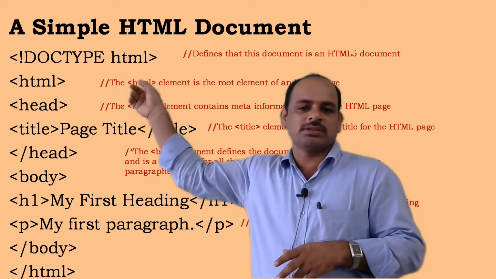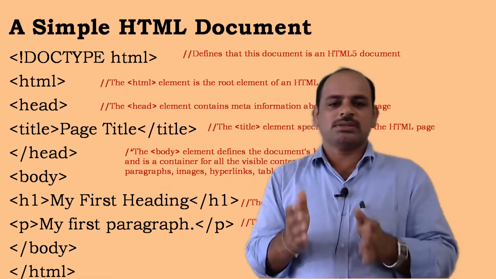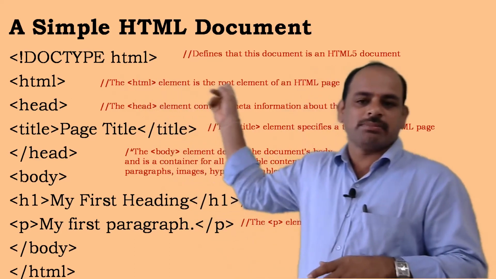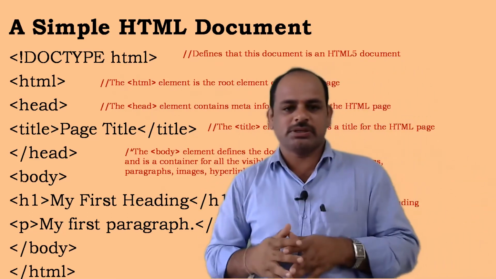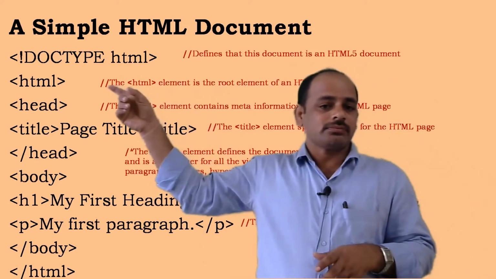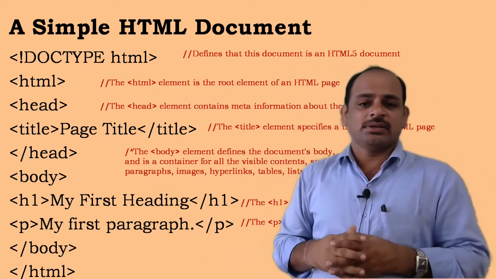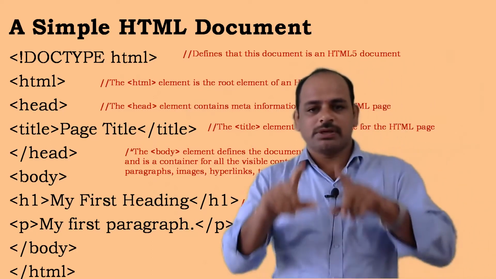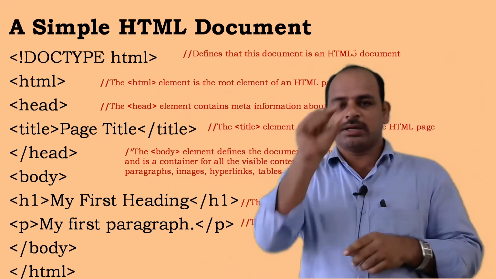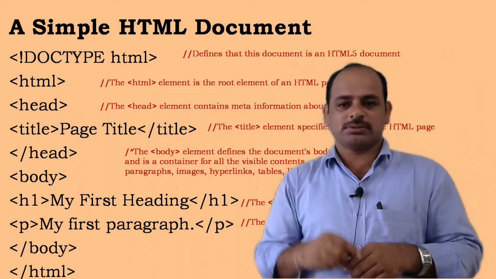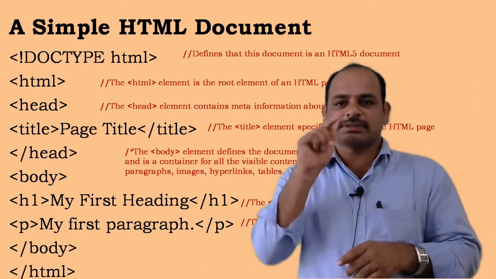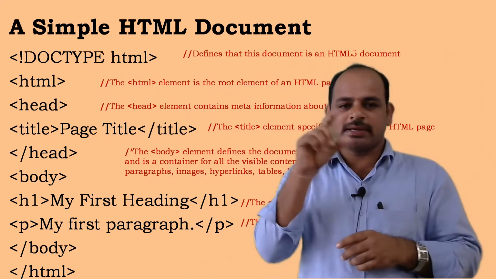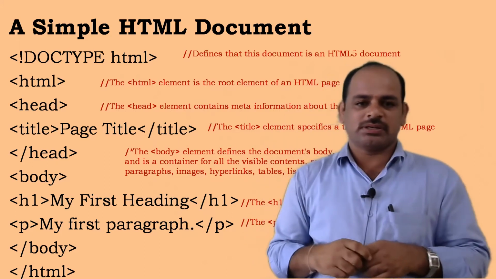So every HTML document must begin with the root element. The root element is what? HTML. HTML is the root element of every HTML page. And similarly, second, the head element, which contains meta information about the HTML page. When you open the web page, immediately on top of the page, in the bar, there is a title of the page. The title can be displayed like that, as the heading of the web page, right?